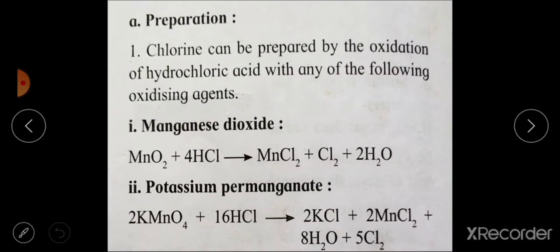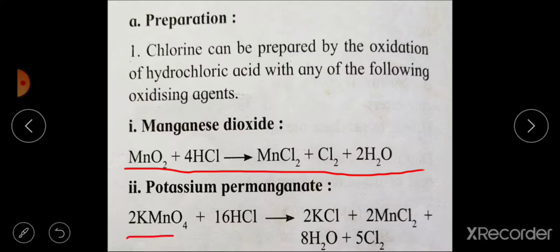Then preparation of chlorine. Chlorine can be prepared by oxidation of hydrochloric acid with manganese dioxide. Here MnO2 reacts with 4 HCl molecules to form MnCl2 plus Cl2, chlorine gas is produced, plus 2 H2O. Then potassium permanganate: 2 KMnO4 plus 16 HCl form 2 KCl, potassium chloride, 2 MnCl2, manganese dichloride, plus 8 H2O molecules plus 5 Cl2 molecules.